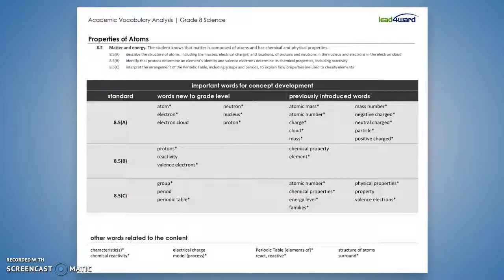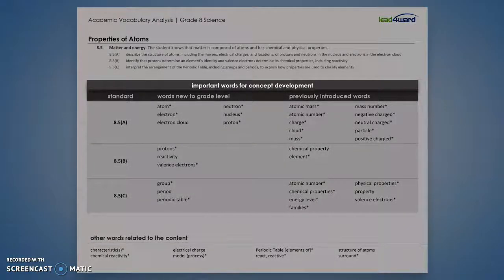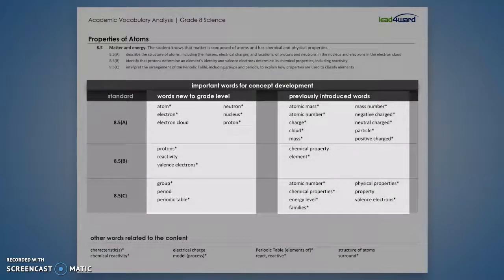Looking at the academic vocabulary analysis, you can see that the first section addresses the most important words. This is for concept development. To further guide you, we've divided these terms into vocabulary that is new to the grade level and vocabulary that has been previously introduced. These designations are designed to help you focus instruction.